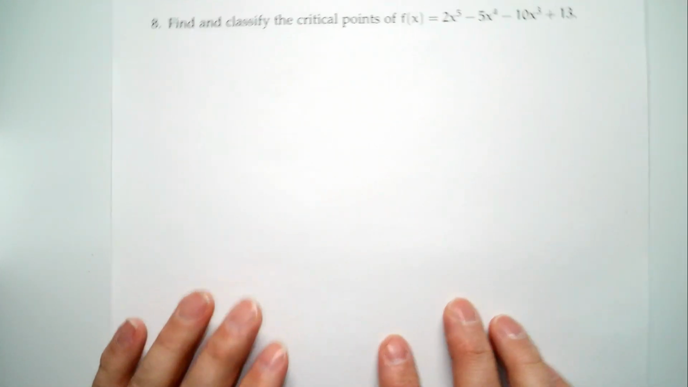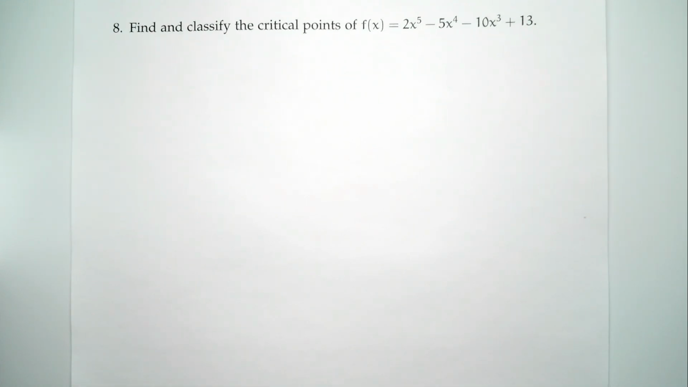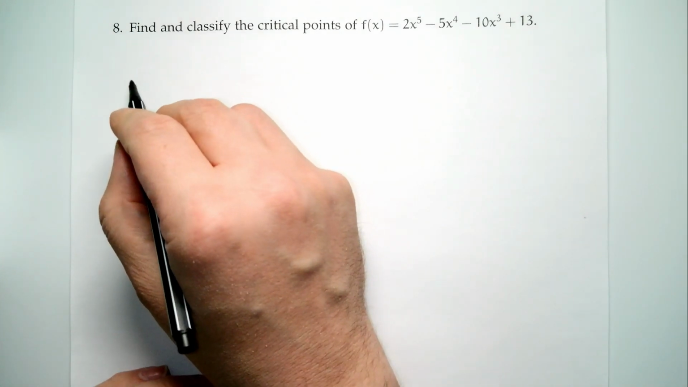Number 8. Find and classify the critical points of f of x equals 2x to the 5th minus 5x to the 4th minus 10x cubed plus 13. So it's again a similar problem. It's find and classify. So let's start with find. Okay, so here we go.